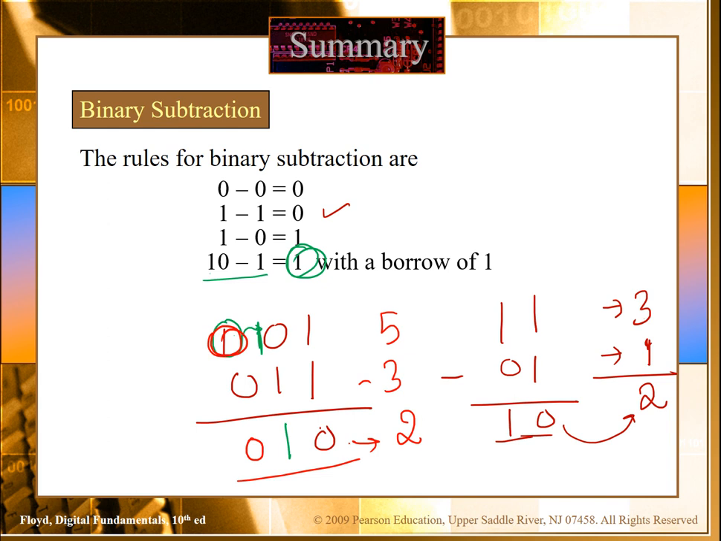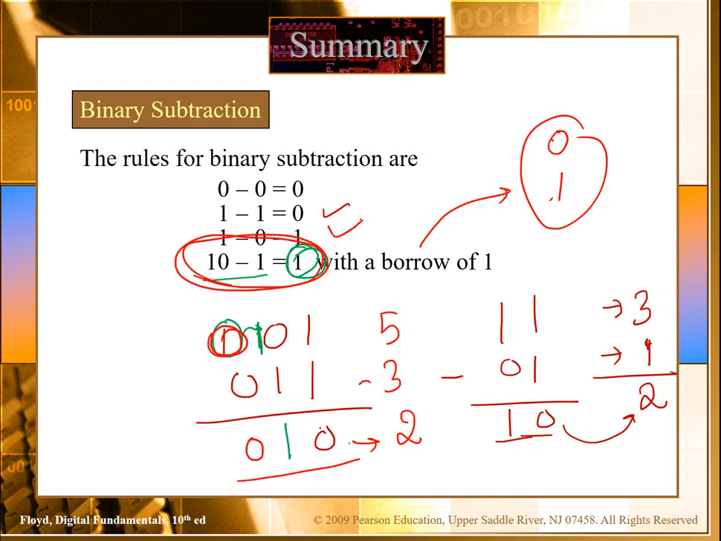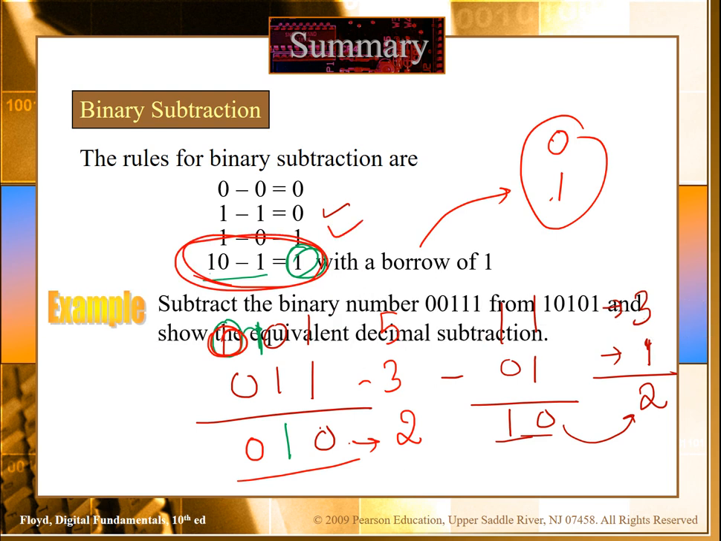We will solve more examples in the live session. So we require a borrow when we are subtracting 1 from 0. If you are subtracting 1 from 0, then you need the borrow, and then this rule applies. It's a very, very critical rule. So try to solve this example. Practice this, and we will solve more examples during the live session.